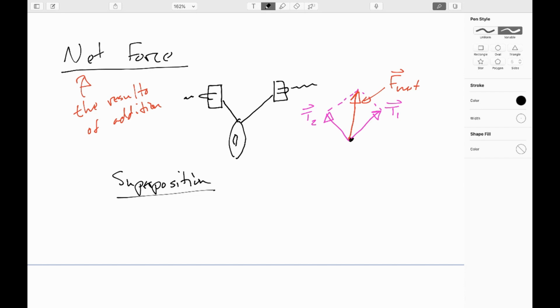Okay, so with those preliminaries out of the way, in the next video we will go ahead and take a look at Newton's first and second laws of motion. So catch you in the next one.